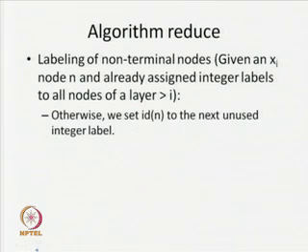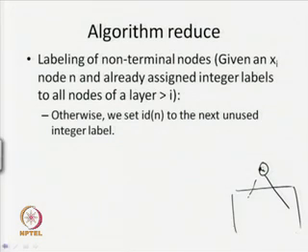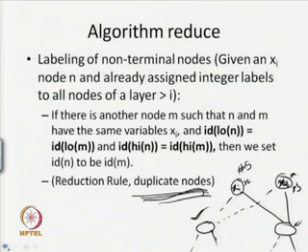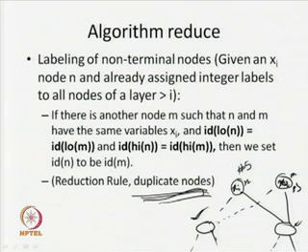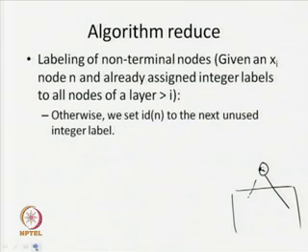Okay. So, in this case, if I come to a particular node xi and all the nodes below it are labeled, and it is not following these two rules, say this is the first one and this is the second one, then what will happen? Otherwise, we set ID of n to be the next unused integer label.